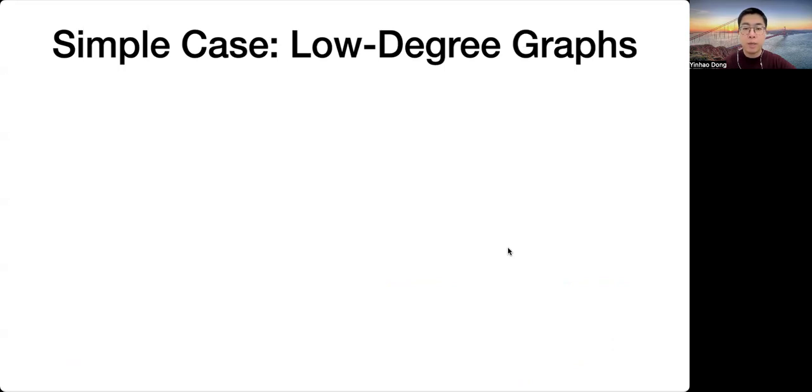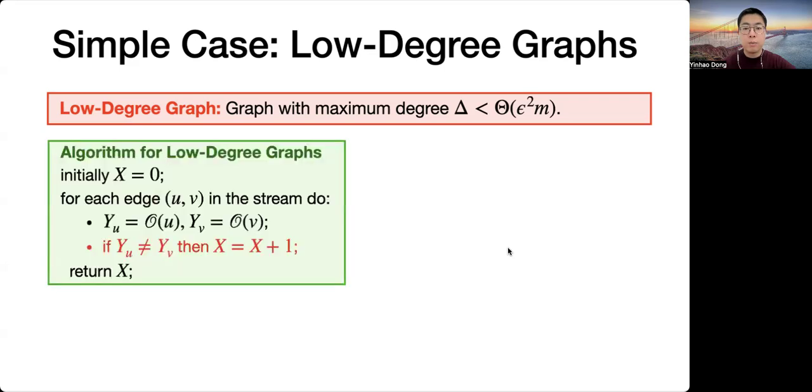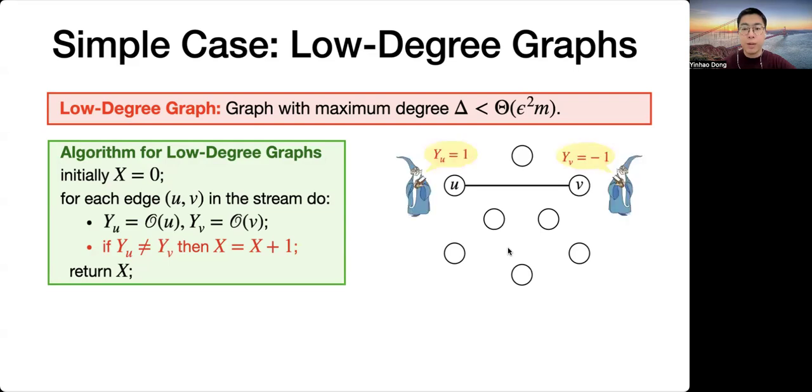We will start with a simple case where the input graph is a low-degree graph. Specifically, the maximum degree delta is less than epsilon squared times the number of edges. The algorithm is quite simple. We maintain a counter X initialized to 0. When an edge UV arrives in the stream, we query the oracle or predictor for the predicted labels YU and YV of the endpoints U and V. If YU does not equal YV, then we increment the counter X. At the end of the stream, the algorithm outputs the value of X.